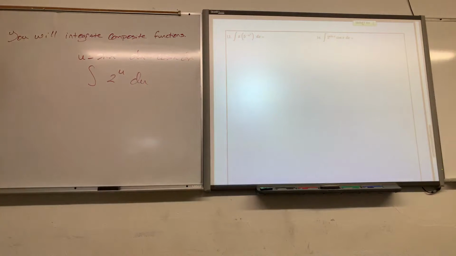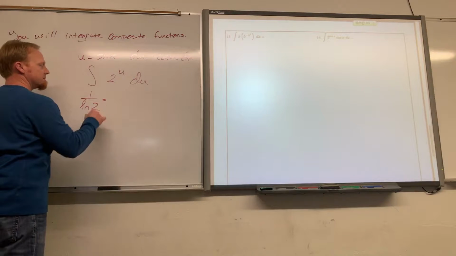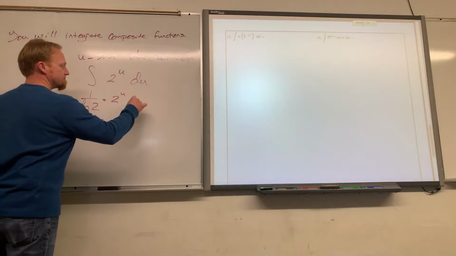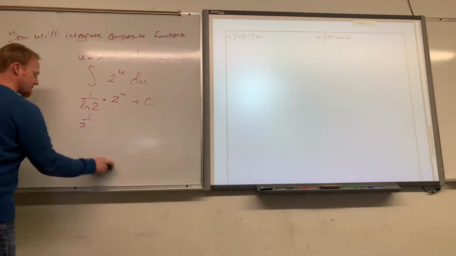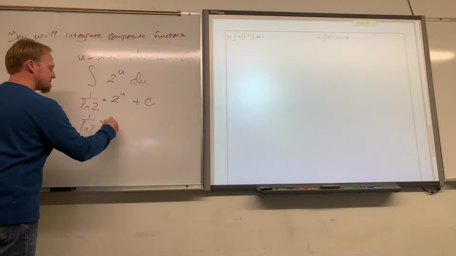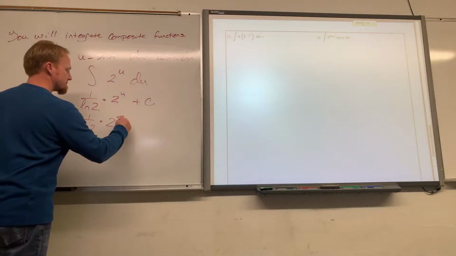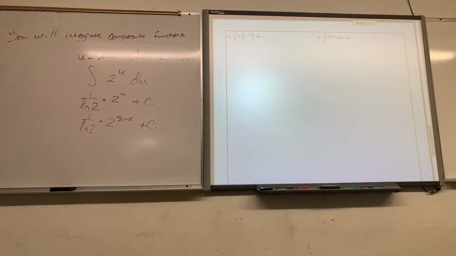All right, somebody raise your hand and tell me how we integrate 2 to the u du. John Ryan? 1 over the natural log of 2 times 2 to the u. Very good. And then stick your u back in, which is sine of x. There it is.